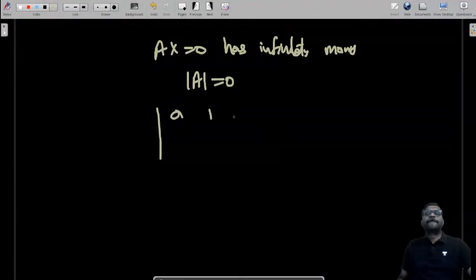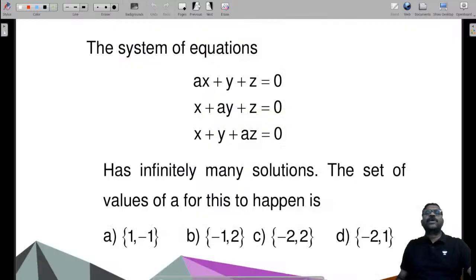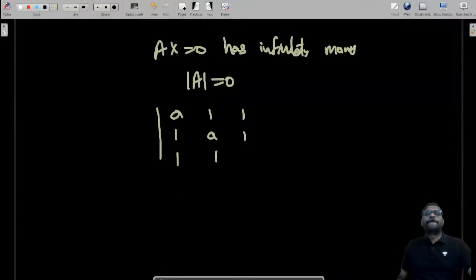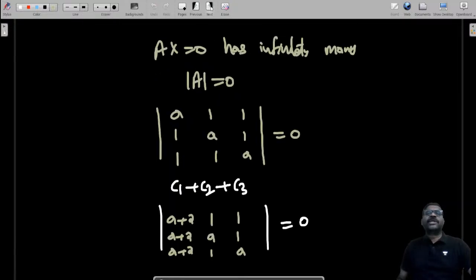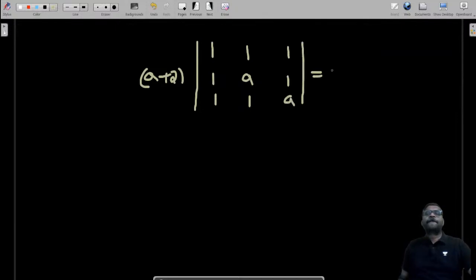Determinant of A 1 1, 1 A 1, 1 1 A equal to 0. Apply the operation C1 plus C2 plus C3. Now take A plus 2 common. 1 A 1, 1 1 A, equal to 0.